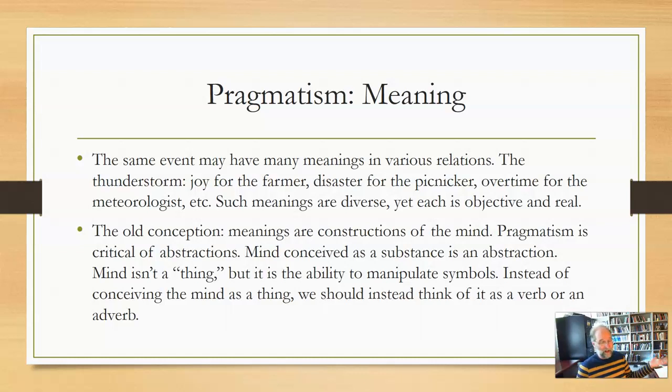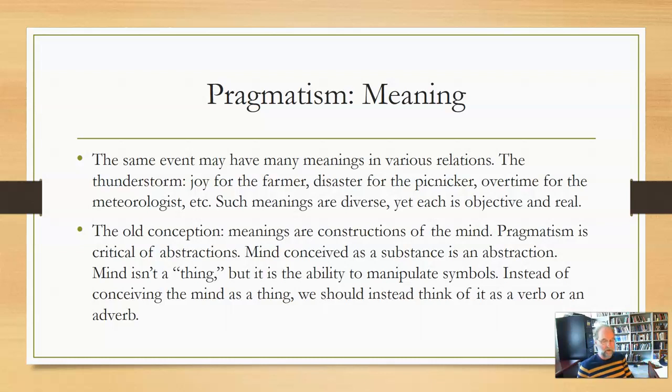We got to cancel the picnic. Oh no, that can be a disaster. Or it may be overtime for the meteorologist. You can see James Spann taking off his jacket, rolling up his sleeves, getting to work. It means hard work. Now, notice this. Such meanings are diverse and they can be contradictory, yet each is objective and real. In that particular interaction, that is what it means. All relations are real. No relation can exhaust any given event's potentiality. Because each is a product of natural interaction in various contexts.